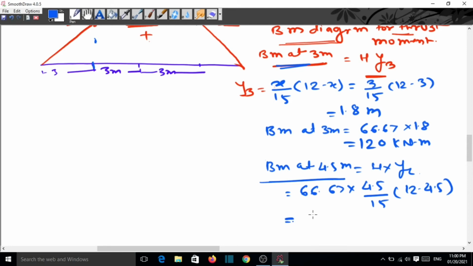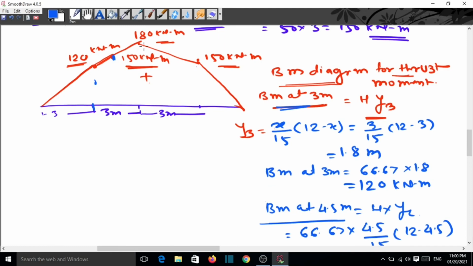150 kN. Let's check here, 66.67 into 4.5 divided by this 15 into 12 minus 4.5, so that is equal to the 150. So this moment is the 150 kN. QS1 is the 120. Then the bending moment at this center.